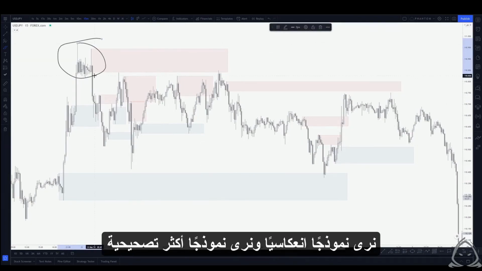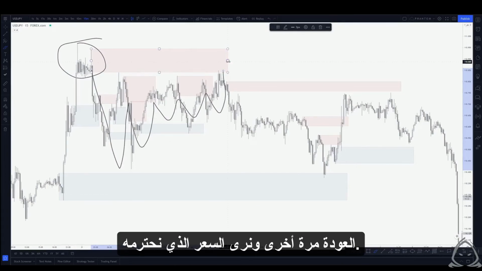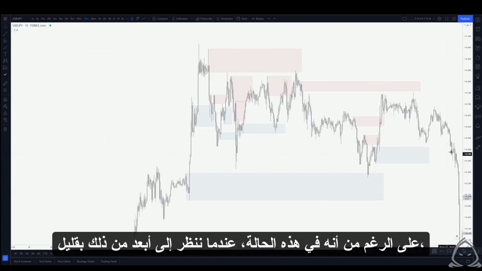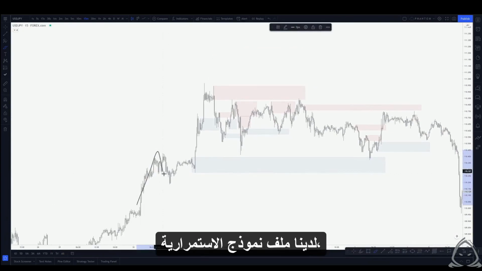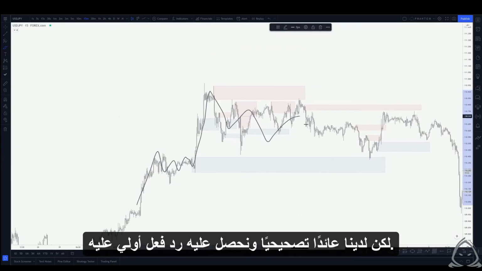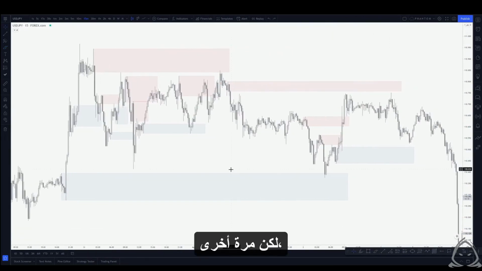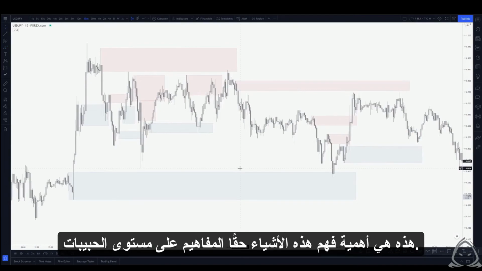So we can see when we add on the fact of continuation versus reversal models, we see a reversal model and we see a more corrective return back in, and we see the price get respected. Although in this case, when we look a little bit further, we have a continuation model, but we have a corrective return in, and we do get an initial reaction to it. But again, that's the importance of really understanding these concepts on a granular level.